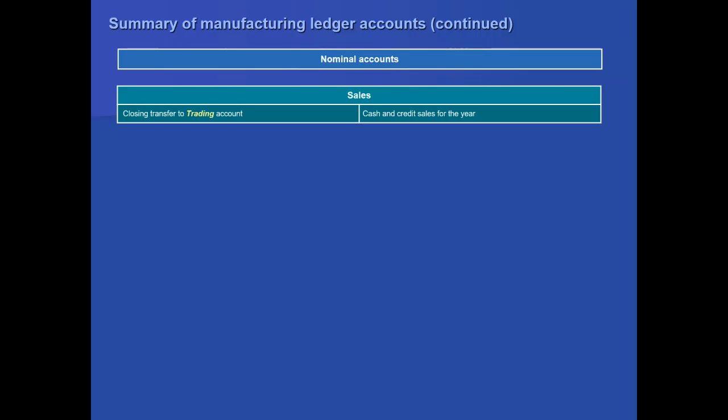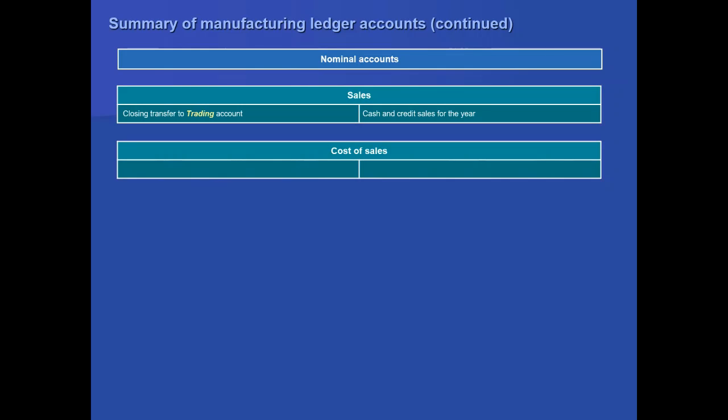And we transfer at the end of the financial year or period to the trading account, where we will calculate our gross profit. So therefore we have to debit sales to get rid of that account in our books. It ceases to exist. It's transferred to our final accounts.